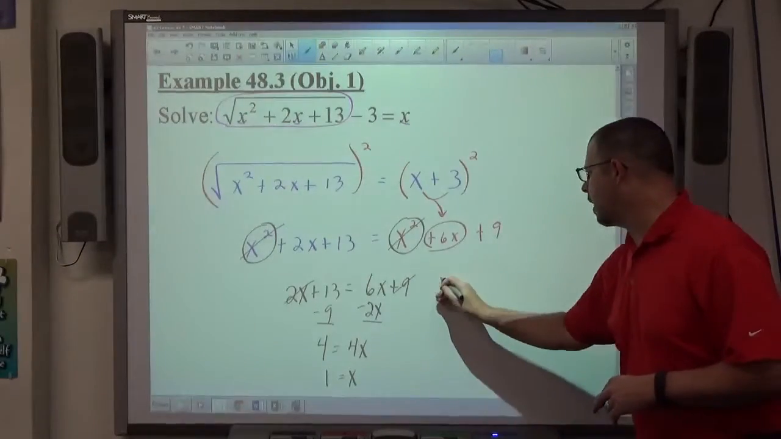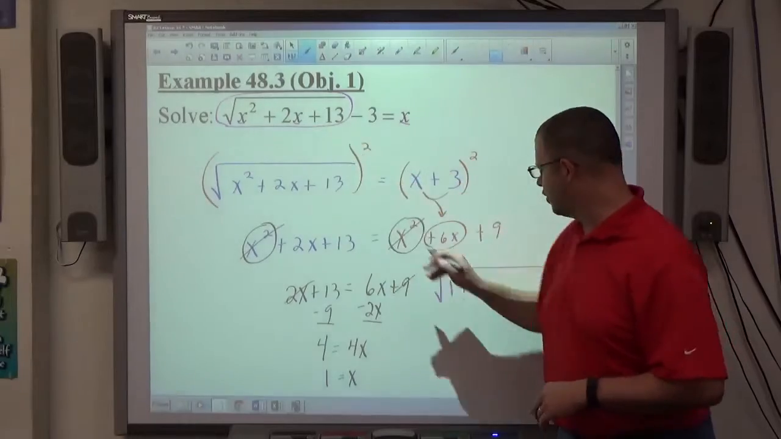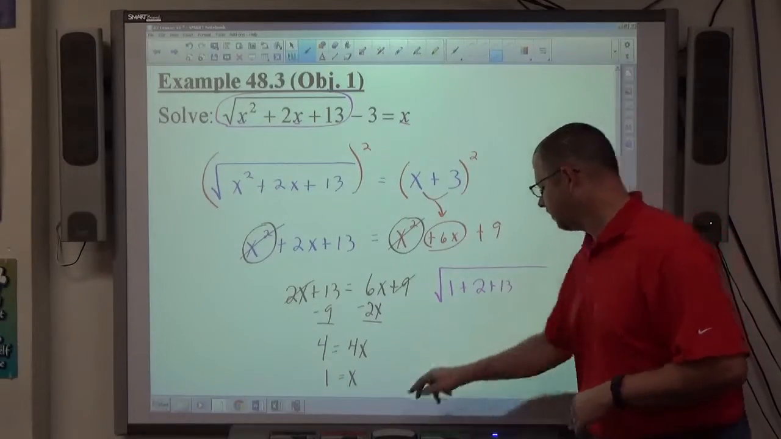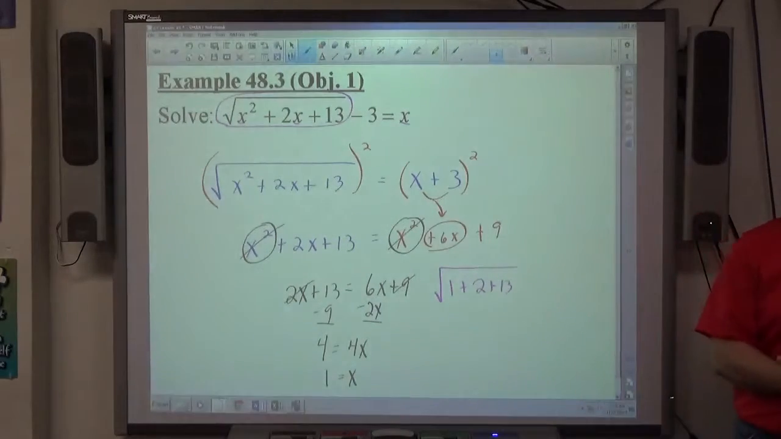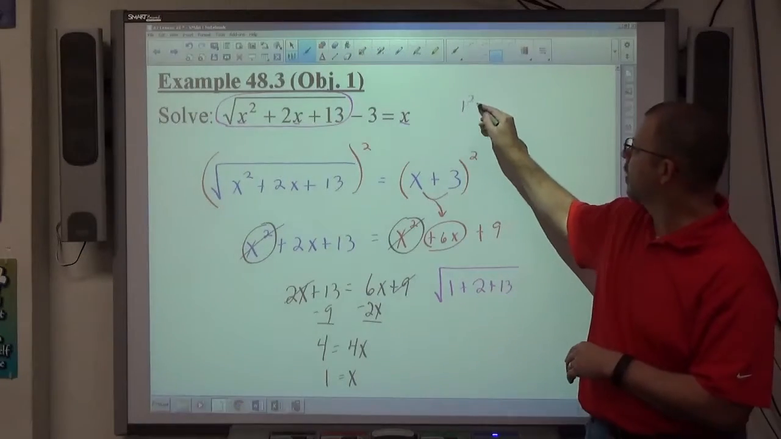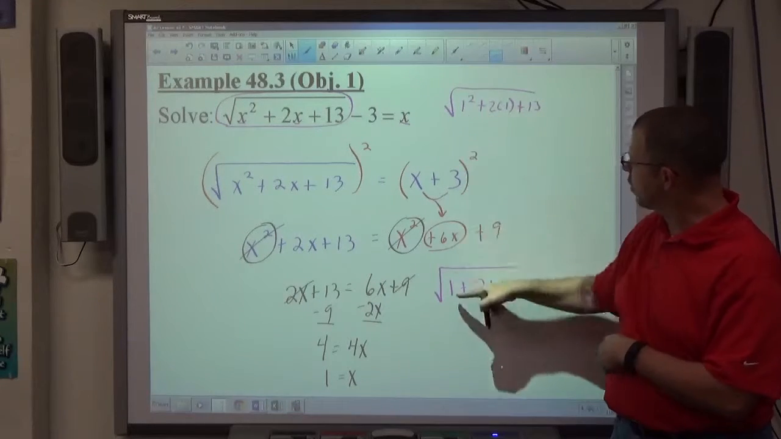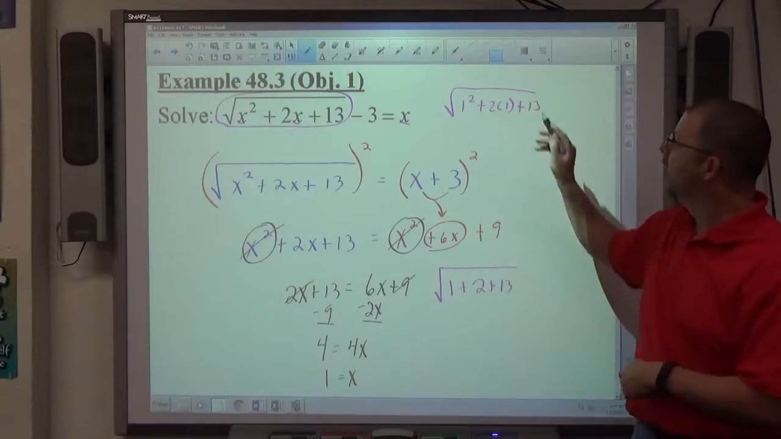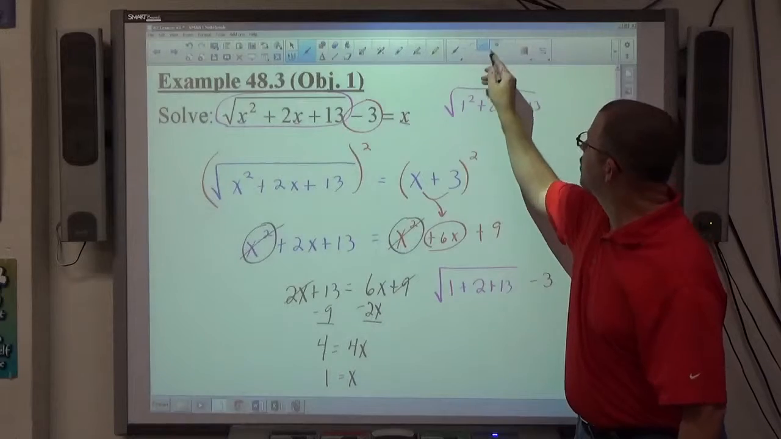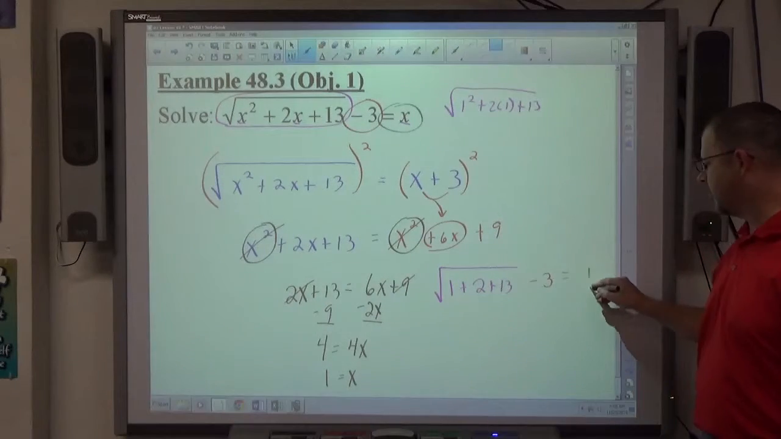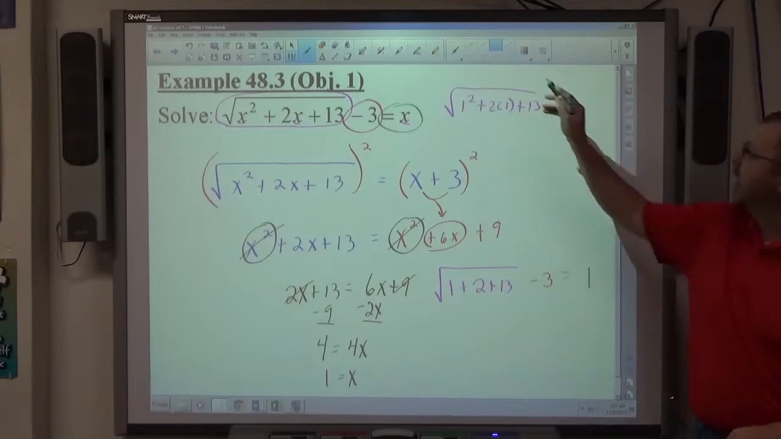I'm going to get the square root of 1 squared is 1, plus 2 times 1 is 2, plus 13. When I substitute my number in, I go ahead and square it, multiply it as I'm putting it in. If you feel more comfortable going 1 squared plus 2 times 1 plus 13, that's fine, but 1 squared is 1 and 2 times 1 is 2, so that's where I'm at. Then I got minus 3 outside the radical, and it's supposed to equal x, and again, x is supposed to be 1, right? Yep. So again, I just substituted 1 for all the x's, and I got my expression here.